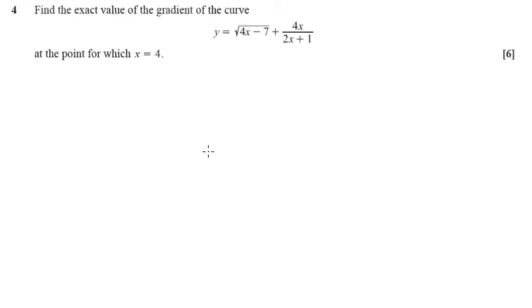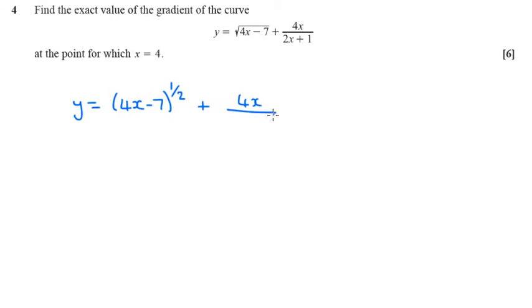Okay, question 4 asks us to find the value of the gradient when x is 4 for this curve here. So we're going to need to differentiate this. In order to set it up ready to be differentiated, I'm going to rewrite this as a power. So 4x minus 7 to the power of a half. And I'm not going to rewrite this one. I'm going to use the quotient rule on this part.